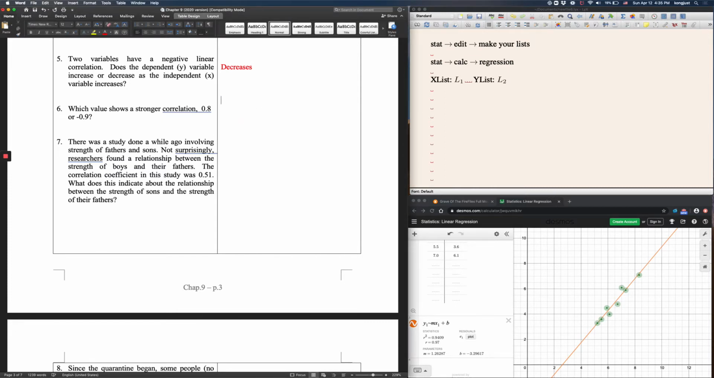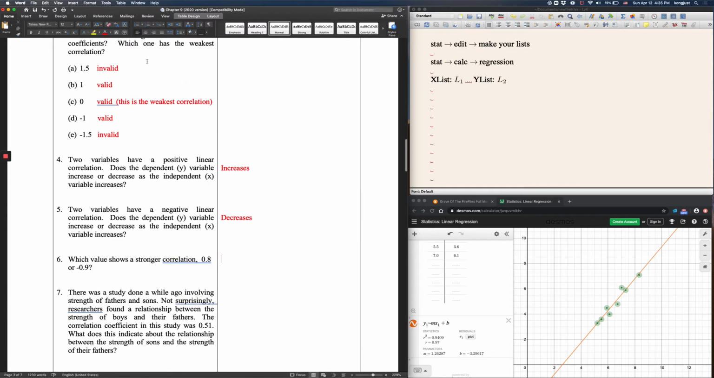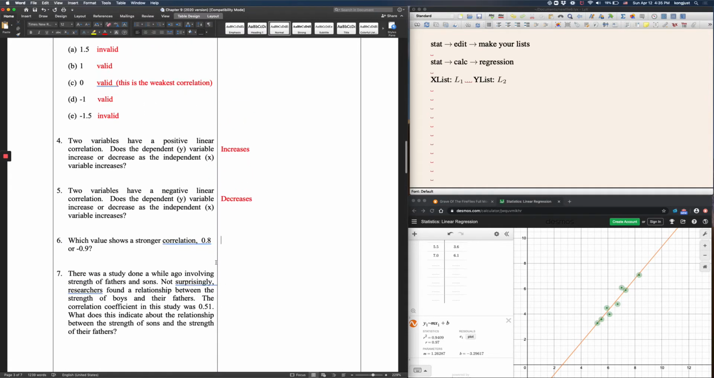Okay. Number 6. Which value shows a stronger correlation, 0.8 or negative 0.9? This is the same kind of question as up here. Which one is stronger? The one that's closer to either negative 1 or positive 1. So negative 0.9 is the stronger. Negative 0.9 shows a stronger correlation.